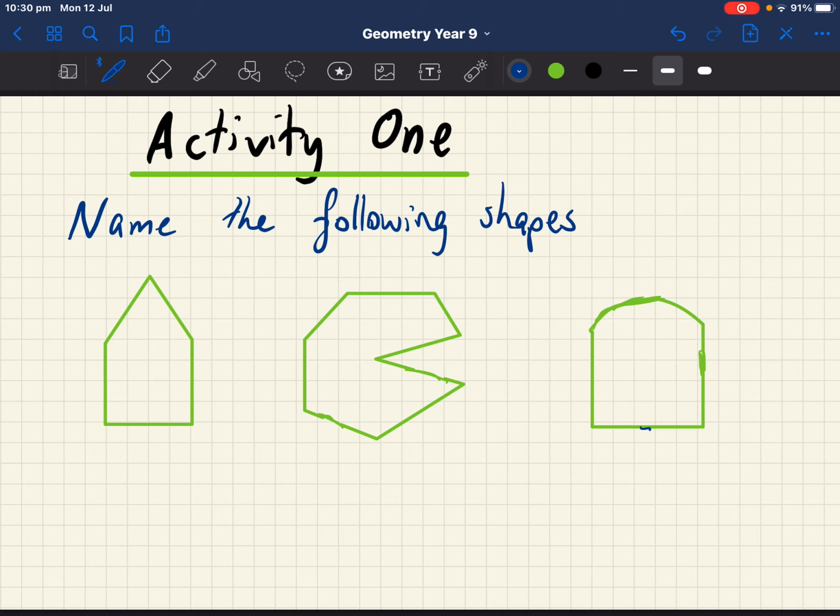All right, so hopefully you've gone ahead and done this. If you've just done it in your head, that's cool. If you actually wrote it down in your book and you've got all your notes going nice and neat, that's even better. The first one, so we've got 1, 2, 3, 4, 5. 5-sided polygon. You should have had pentagon for the first one. Okay, this second one, looking a bit like a weird Pac-Man. Let's count it up. 1, 2, 3, 4, 5, 6, 7, and 8.